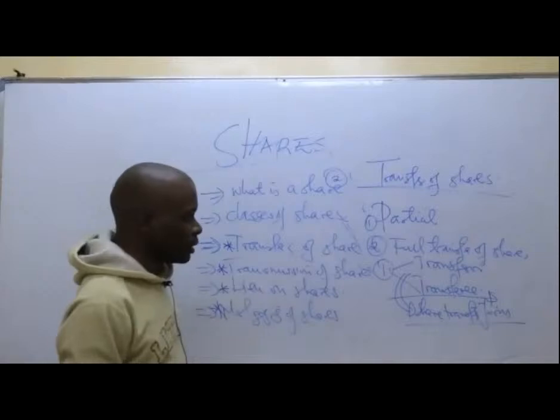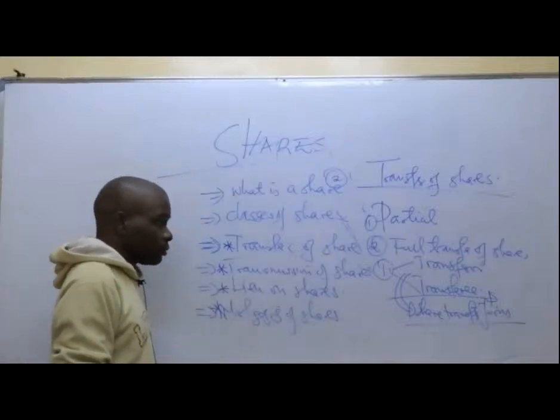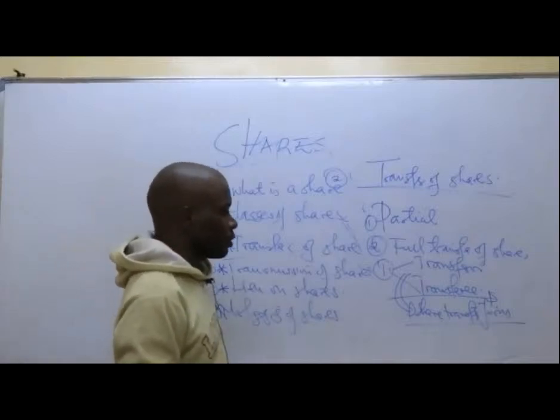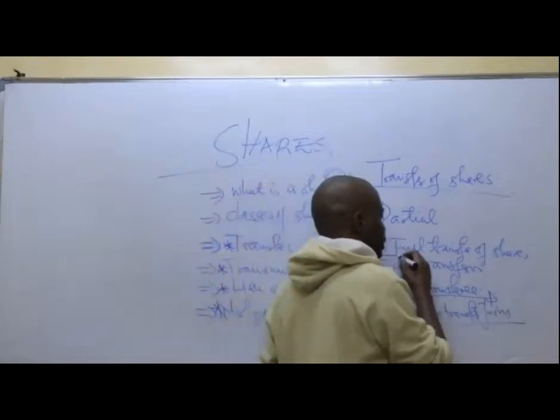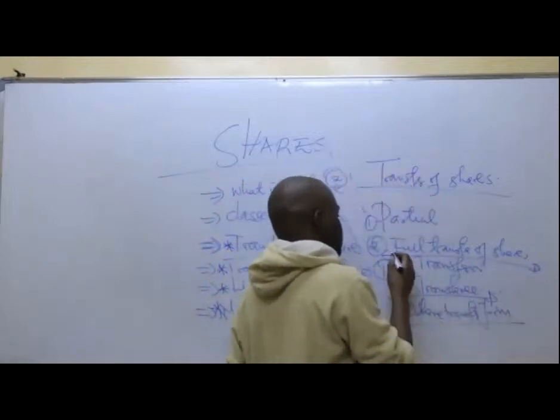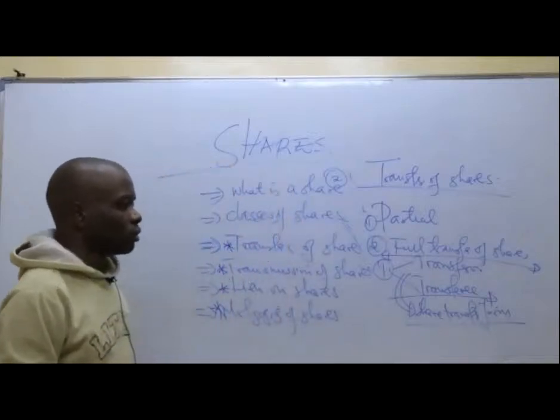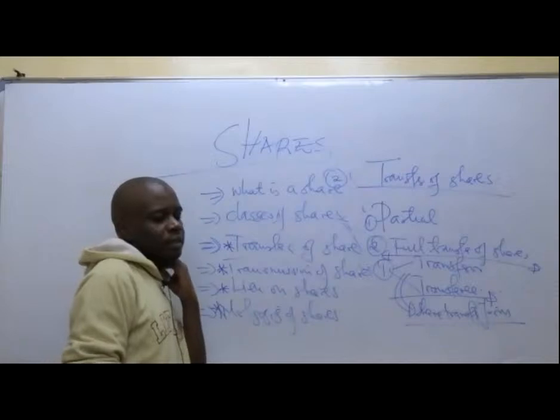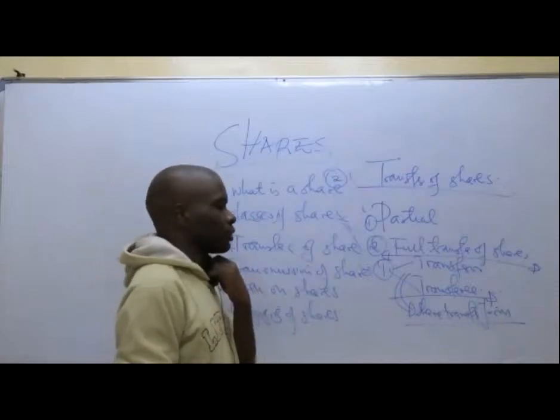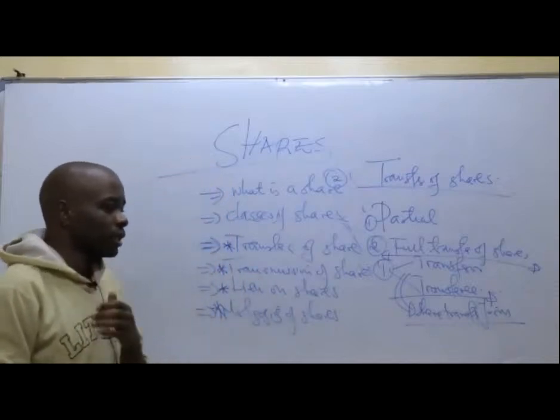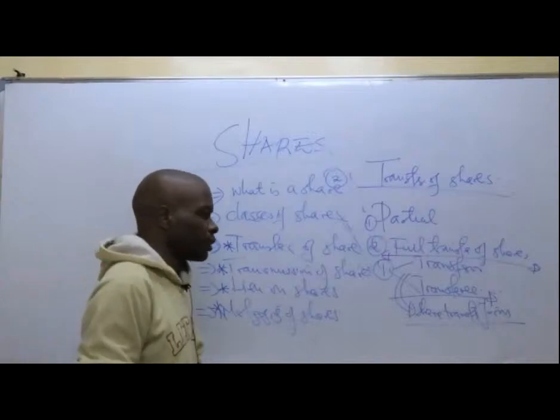So what normally happens, for example, if it is a full transfer, you can start with full transfer of shares. If it is a full transfer of shares, the share transfer form will be filled out by the two parties, by indicating their names and addresses, the number of shares being transferred, and the consideration being paid, or the amount of money being paid for the shares.